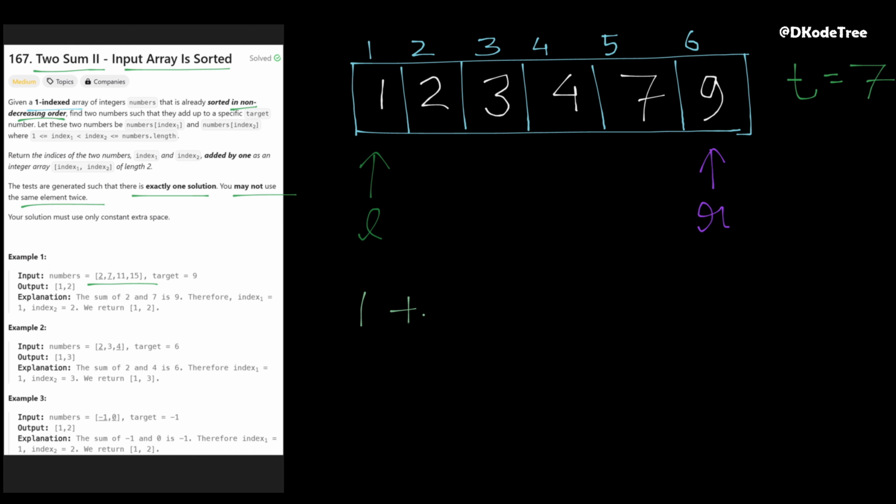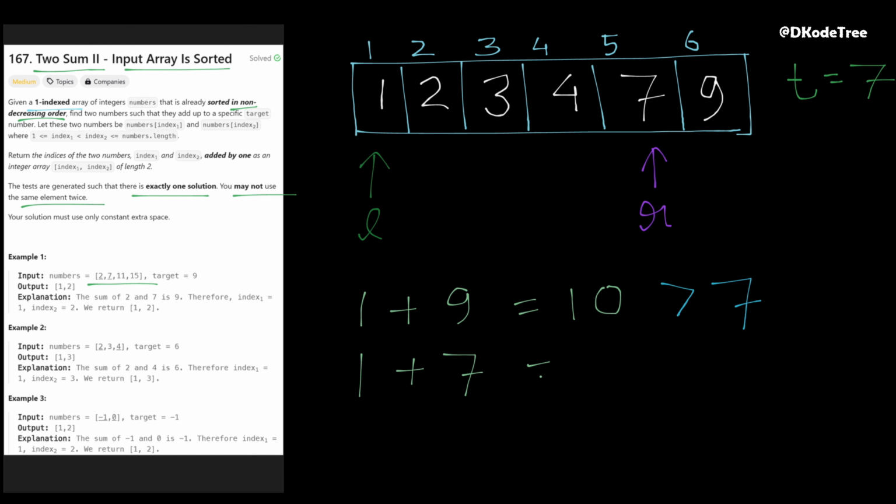That is 1 plus 9, which is equal to 10. Notice that this element is actually greater than our target 7. If we move the left pointer, the sum will increase even more. So we need to move the right pointer to reduce the sum. Now let's calculate the sum again. 1 plus 7 is equal to 8, which is still greater than 7. So we will move our right pointer.